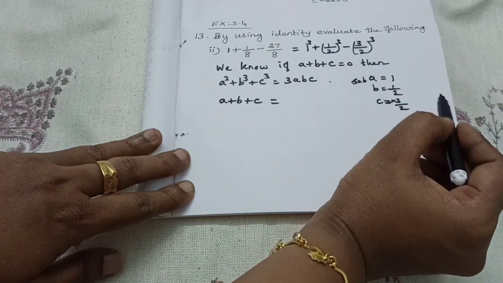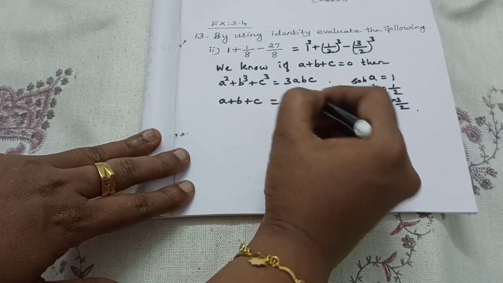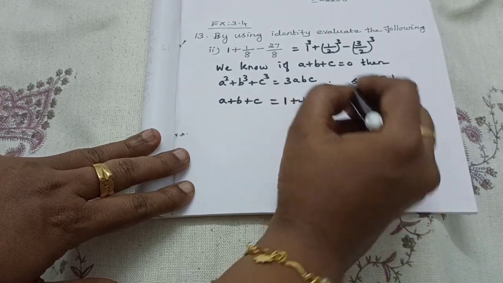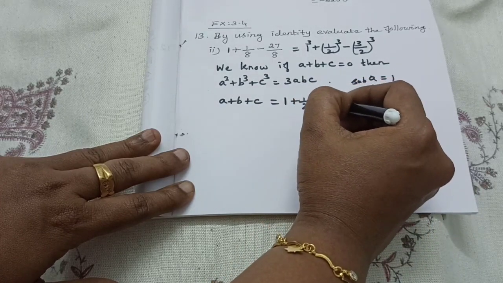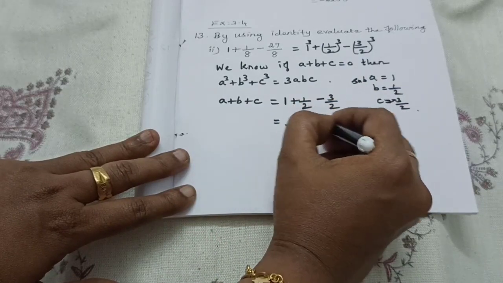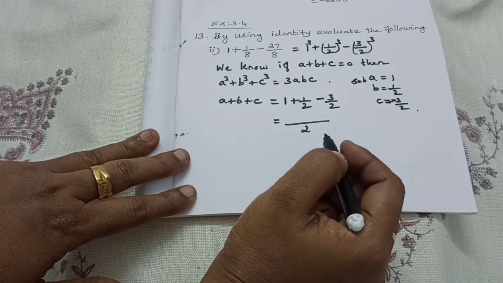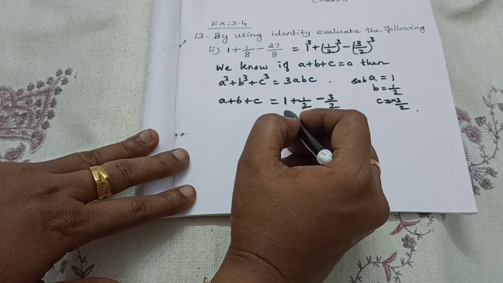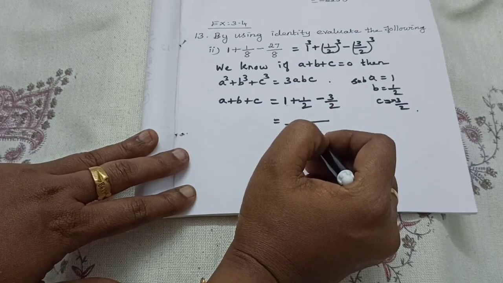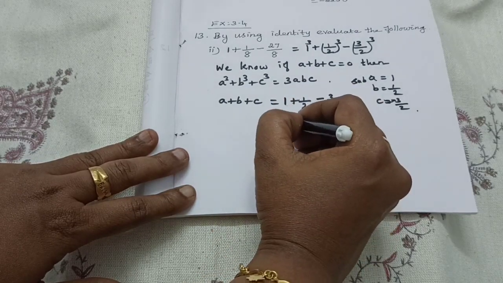Minus 3 by 2. Okay, then shall we substitute 1 plus 1 by 2 then minus 3 by 2. Shall we take the LCM? 2 is the LCM, isn't it? Then here the denominator, nothing is there, 1. How many 1s are in 2? 2, isn't it? That 2 we have to multiply. 1 into 2 is 2.